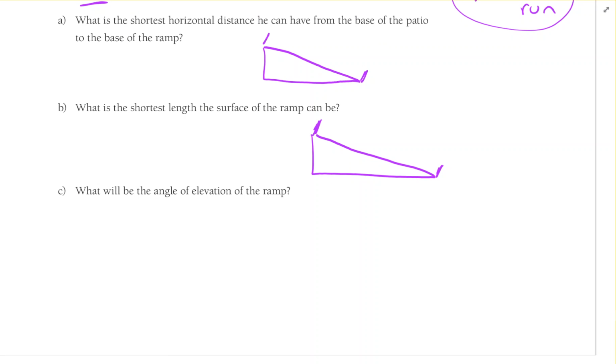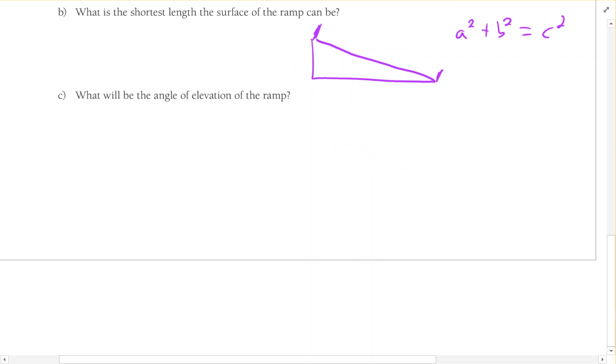Actually, I probably won't let you go look in your notes. We'll make this one without the notes. So the Pythagorean theorem is just a squared plus b squared is equal to c squared, right? So that's what you're looking for. Part C, what will the angle of elevation of the ramp be?